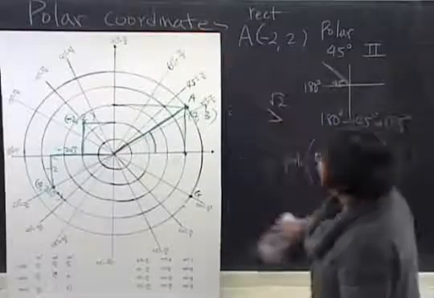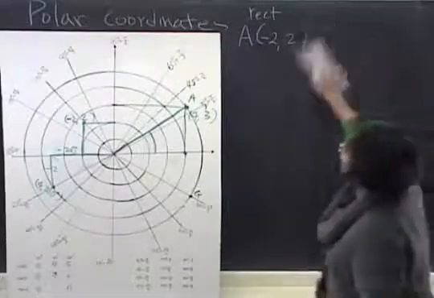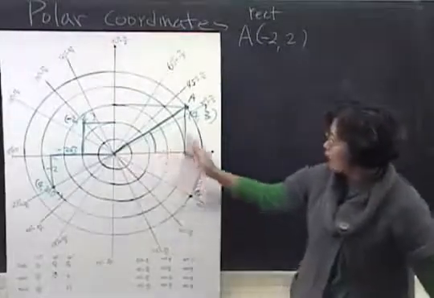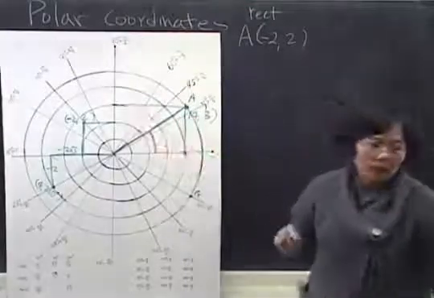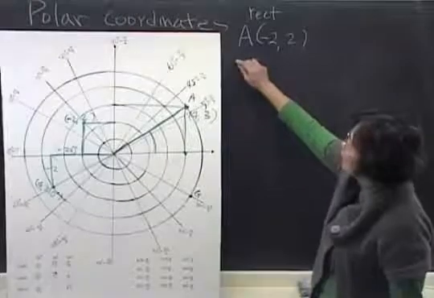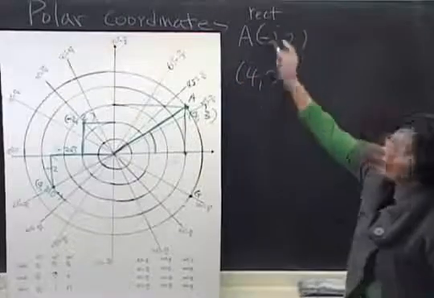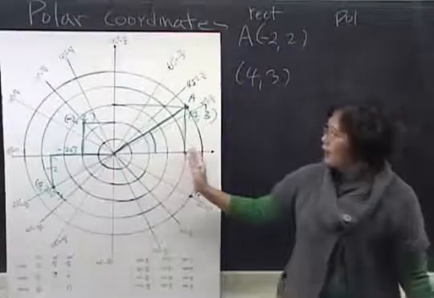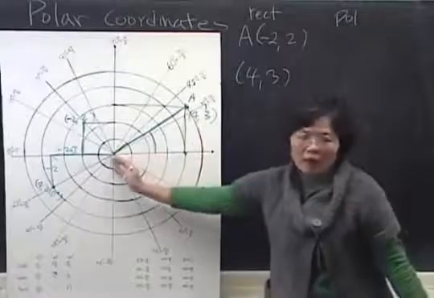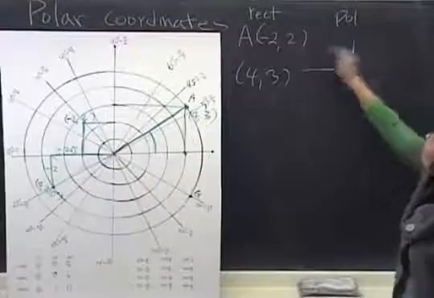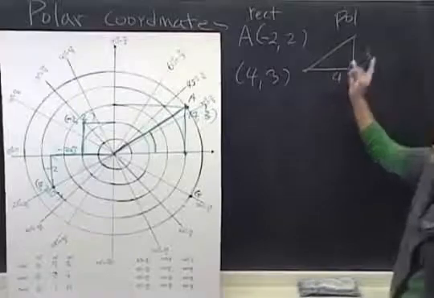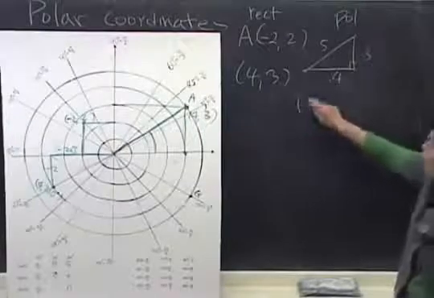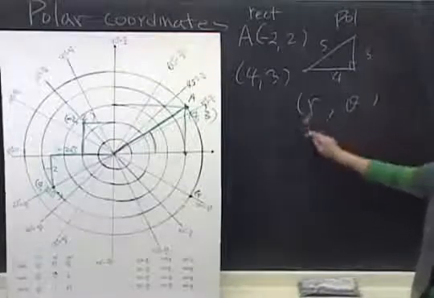Let me do another one. If you have (4, 3), your x coordinate is 4 and your y coordinate is 3. That's in rectangular. Then in polar, obviously you see that this is 3 and that's 4. Use the Pythagorean theorem: 3, 4, and that will be 5. So therefore, your R and theta. I already know R is 5.